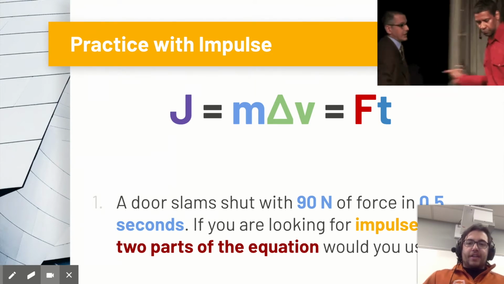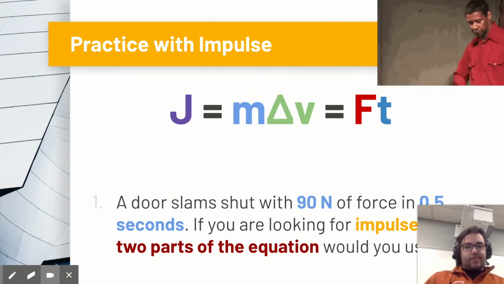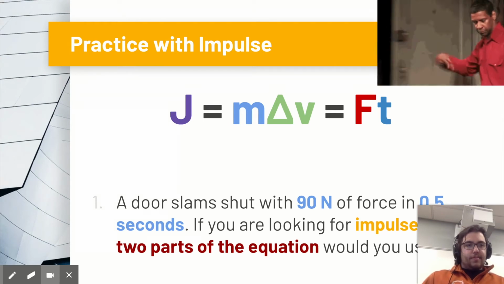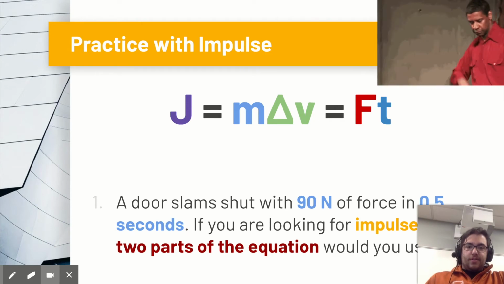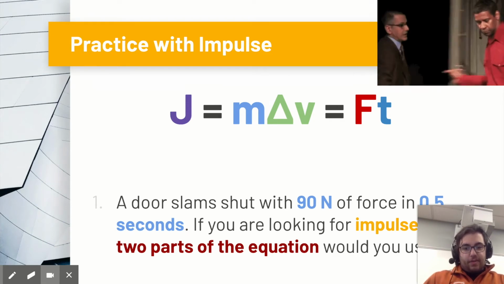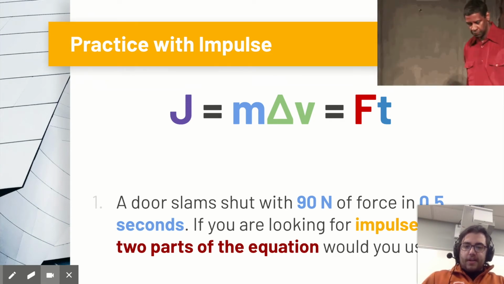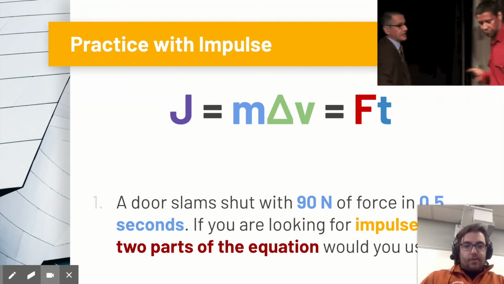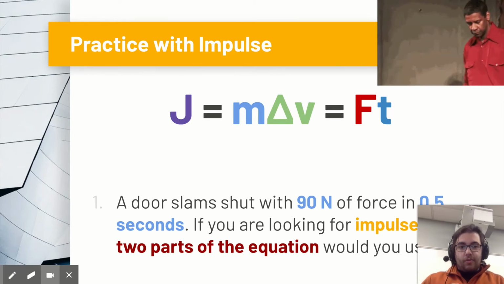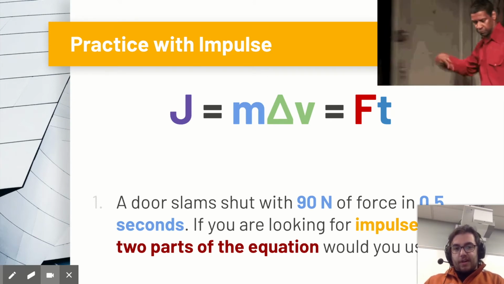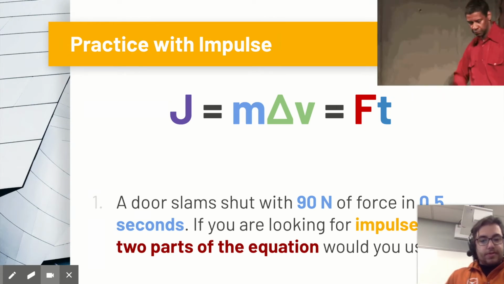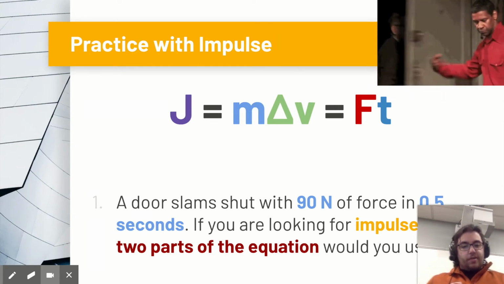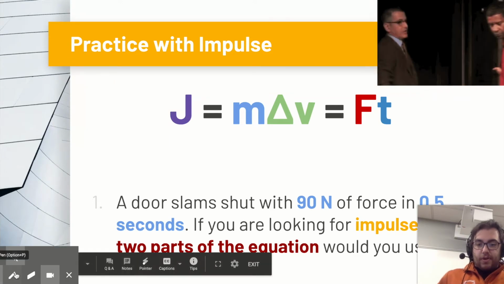So now we want to get into those tips and tricks I was talking about just before. I was rudely interrupted by my own brain and these stupid bells, right? With all that in mind, I want you to focus on the equation first. We're not going to do any math. What we're going to be doing over these next couple problems is figuring out what parts of the equation we use. So, a door slams shut with a 90 Newton force.